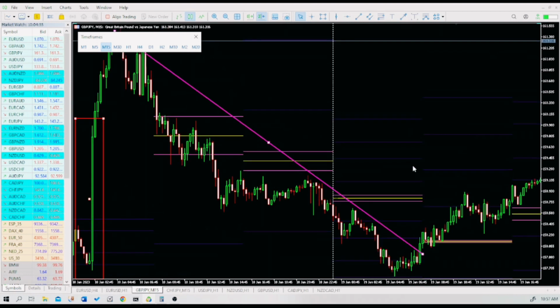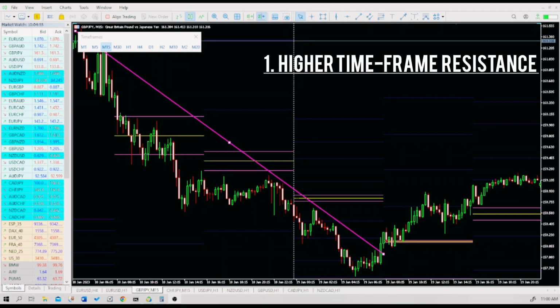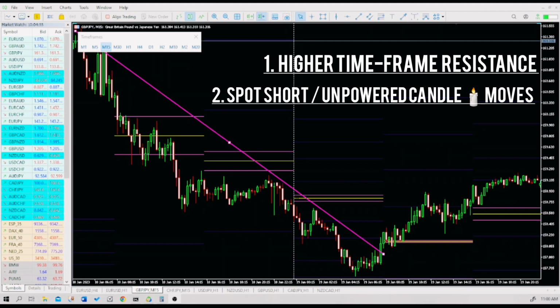So how do you know that the trend is ending? So you have to stop selling or you have to stop buying. To identify whether a trend is reversing or a trend is ending, there are four criteria you must check. First, check when the price is approaching a higher time frame resistance or support. What does it mean? It means that, for instance, if you are trading the M15 time frame, then what is your higher time frame? H1 or H4. Okay, so when the market is approaching a higher time frame resistance or support, then you must be prepared that the market can reverse. Two, you must spot short or unpowered candle moves.